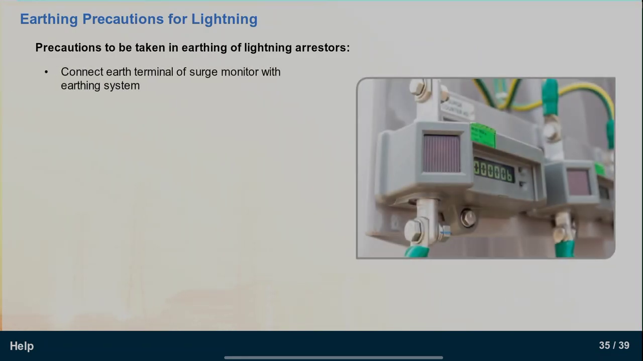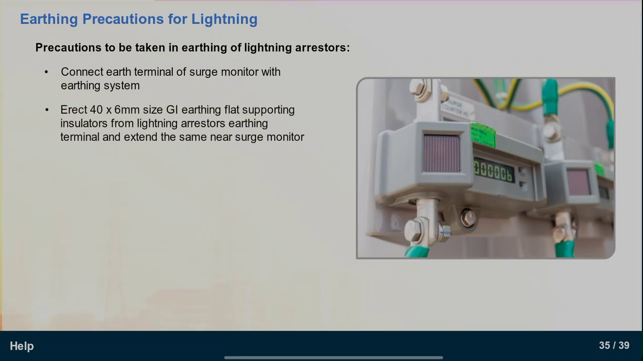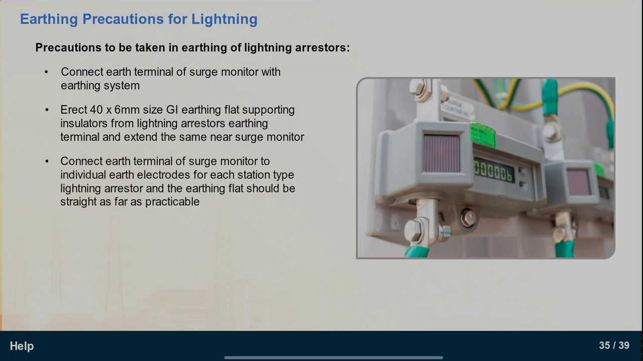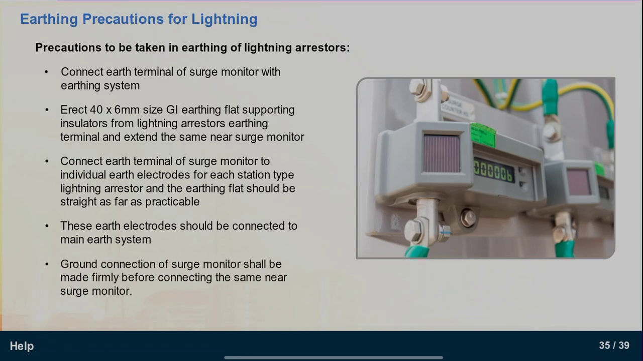Connect the earth terminal of the surge monitor with the earthing system. Erect 40 x 6 mm size GI earthing flat supporting insulators from the lightning arresters' earthing terminal and extend the same near the surge monitor. Connect the earth terminal of the surge monitor to individual earth electrodes for each station type lightning arrestor, and the earthing flat should be straight as far as practicable. These earth electrodes should be connected to the main earth system. Ground connection of the surge monitor shall be made firmly before connecting the same near the surge monitor.